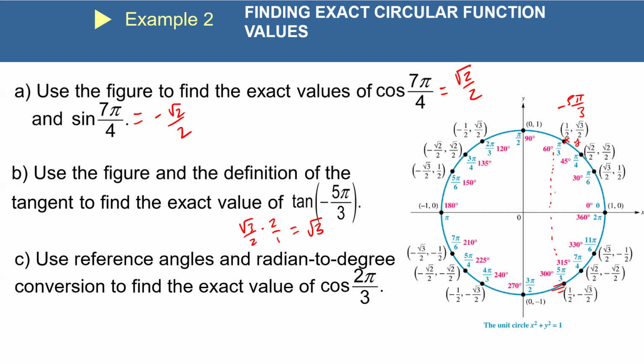I don't know why I did 2 pi over 3 again. Oh, I did 3 pi over 2 the first time. My bad. Okay. All right, really quick. Make sure we're good. What's cosine of 2 pi over 3? -1/2, -1 over 2. Easy peasy.